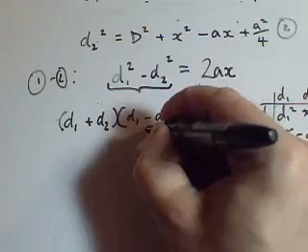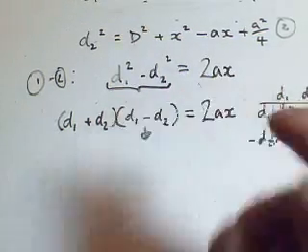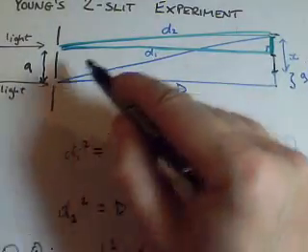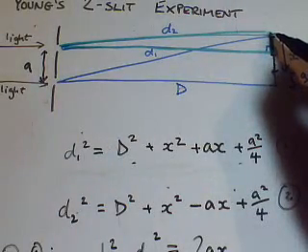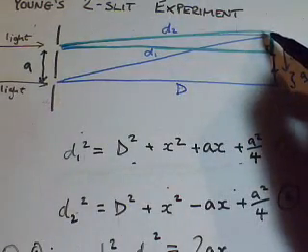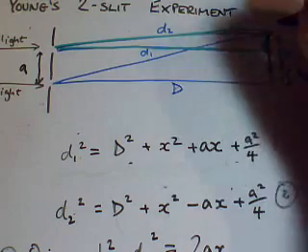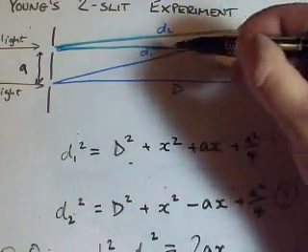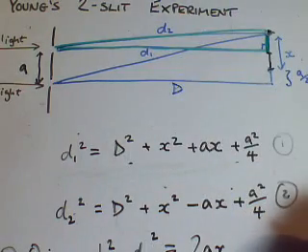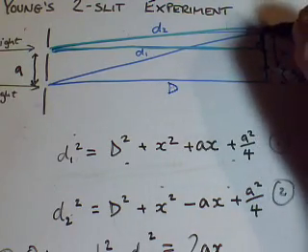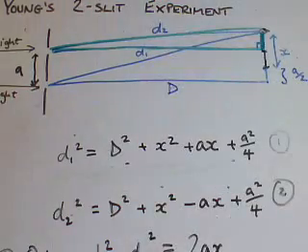Let's look at d1 minus d2 first. d1 minus d2 is the long distance from this slit to the first order fringe, take away the slightly shorter distance from this slit to the first order fringe. We started by saying that we get the point of maximum intensity with the two waves arriving in phase when the difference between those path lengths is a whole number of wavelengths, and in this case it's the first order fringe, so the path difference between these two is going to be exactly lambda.